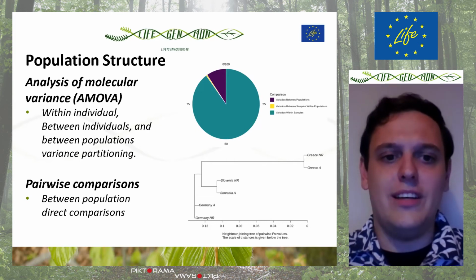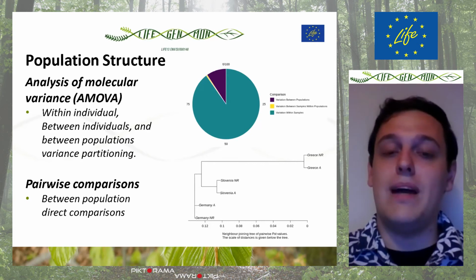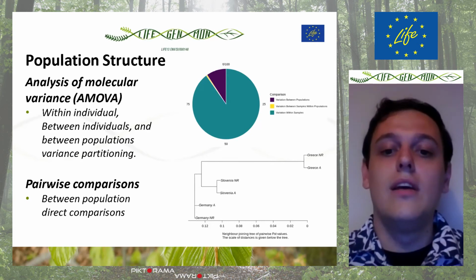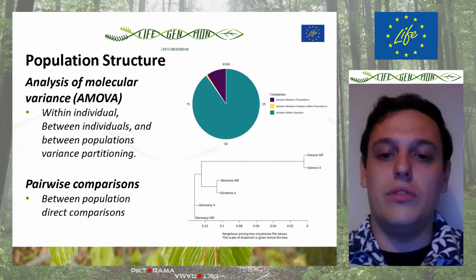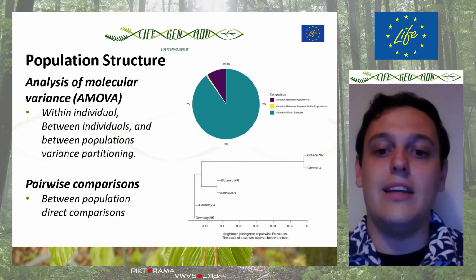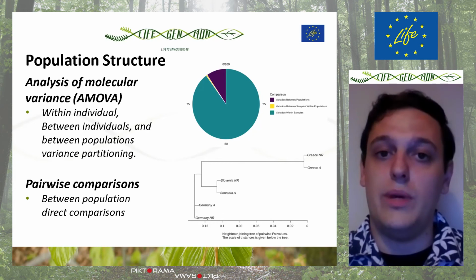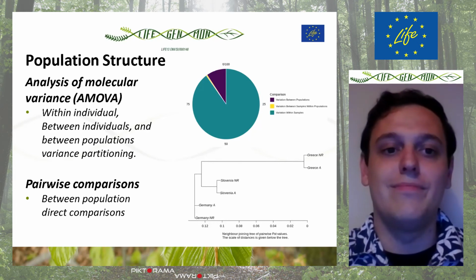Populations can then be specifically compared to each other through pairwise comparisons of their distance matrices, which is also what we've used in the bottom right of this slide to generate the dendrogram of distances between populations.